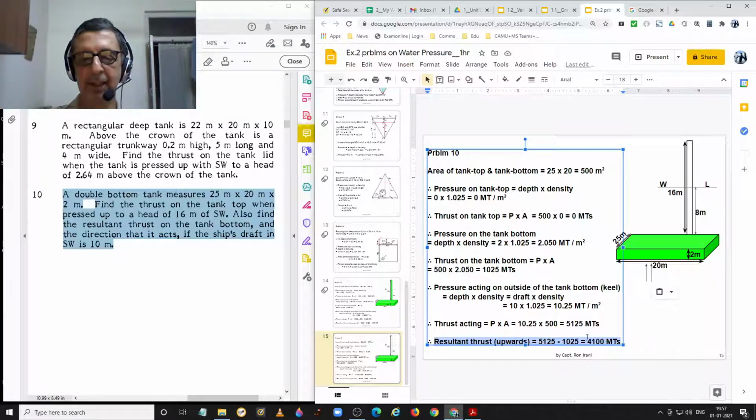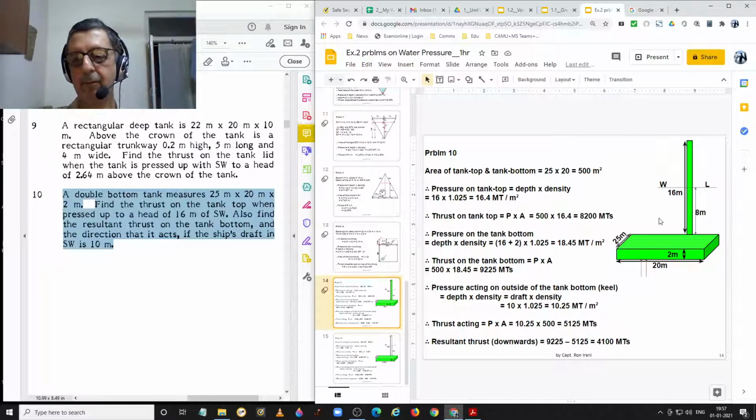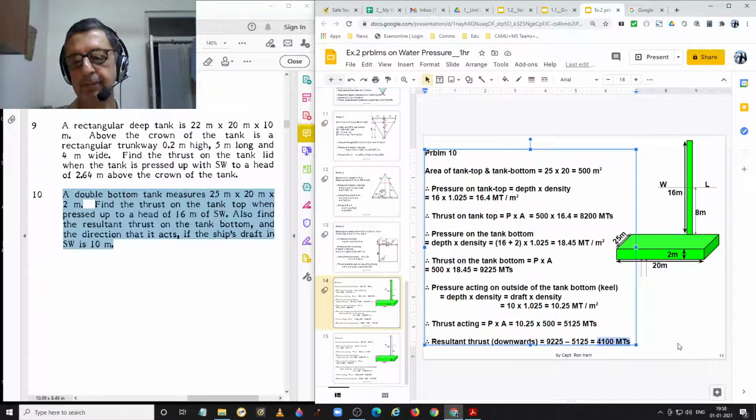So in this case, the thrust acting from the sea onto the tank bottom is greater than the thrust acting onto the keel from the top, from the salt water that is in your double bottom tank, and that is equal to 4100 metric tons. And what we saw in the previous problem, the thrust that is acting on the keel from the top, which includes the water in the double bottom tank plus the head of 16 meters, minus the thrust acting on the keel from the bottom from the sea, is also equal to 4,100 metric tons. But there is a major difference in this.